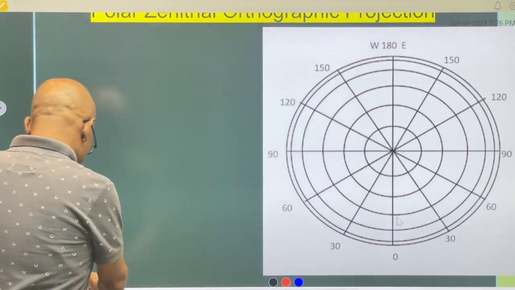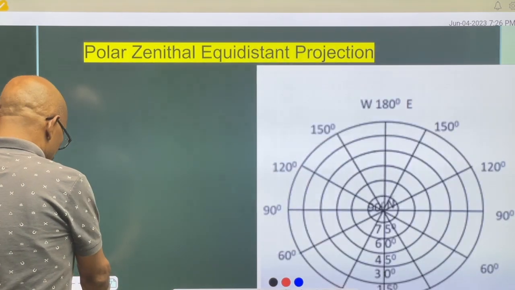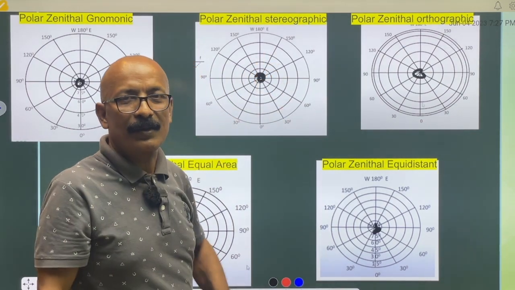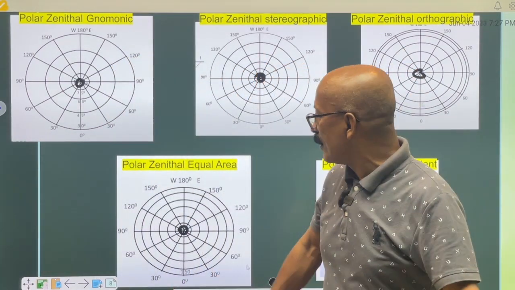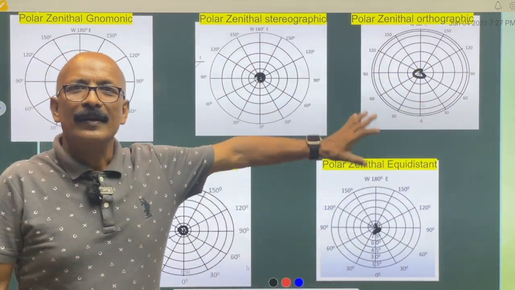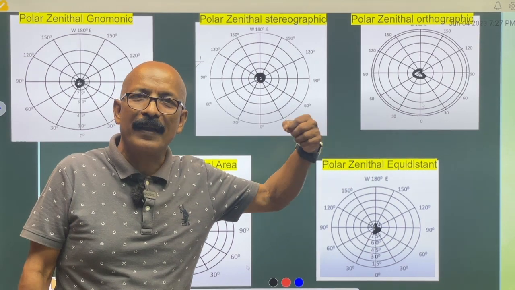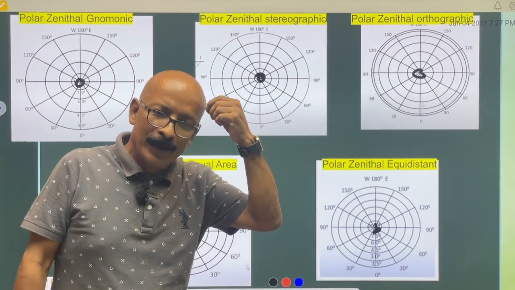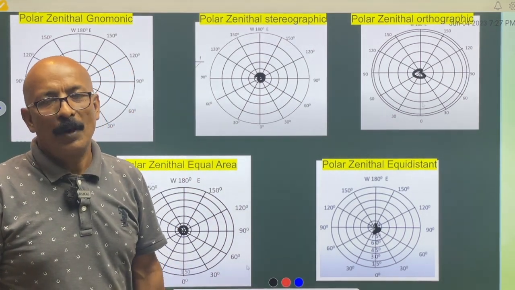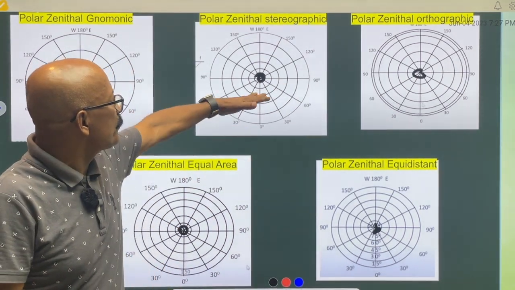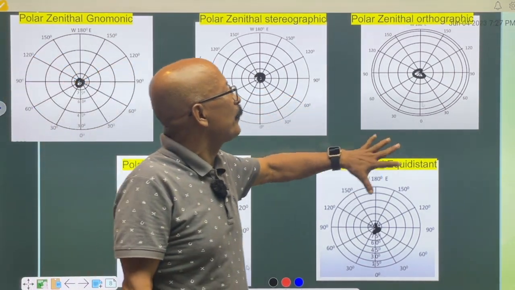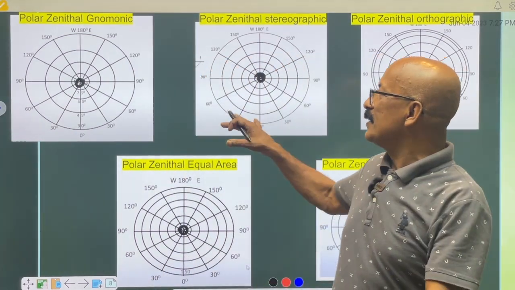So if you come to the last page, here are the polar zenithal gnomonic projection, polar zenithal stereographic projection, polar zenithal orthographic projection, polar zenithal equal-area projection, and polar zenithal equidistant projection. All are zenithal groups of projection. If you like to write the properties of any projection without studying, just see and write. I think this is sufficient to understand how to write the properties, uses and limitations of the zenithal group of projection.